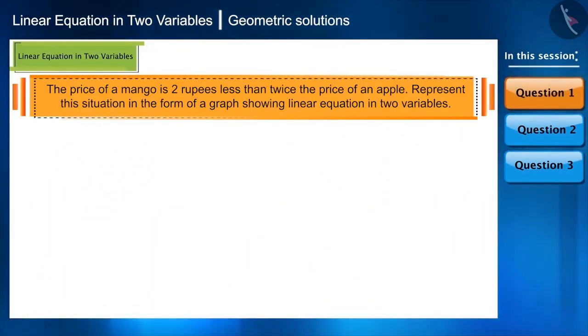The price of a mango is 2 rupees less than twice the price of an apple. Represent this situation in the form of a graph showing a linear equation in two variables. Let's see how to solve such questions.